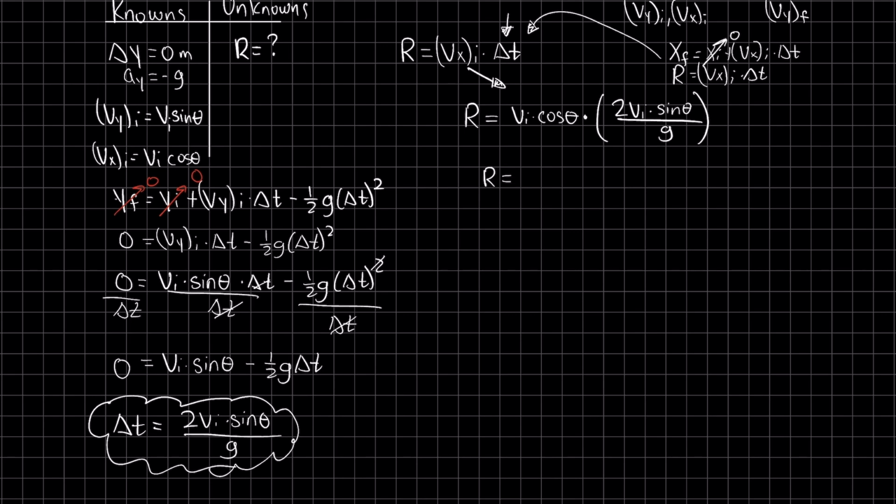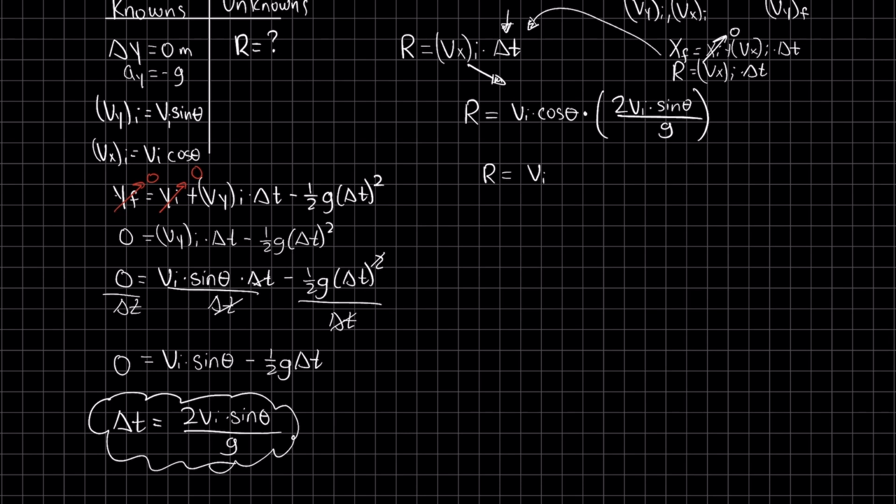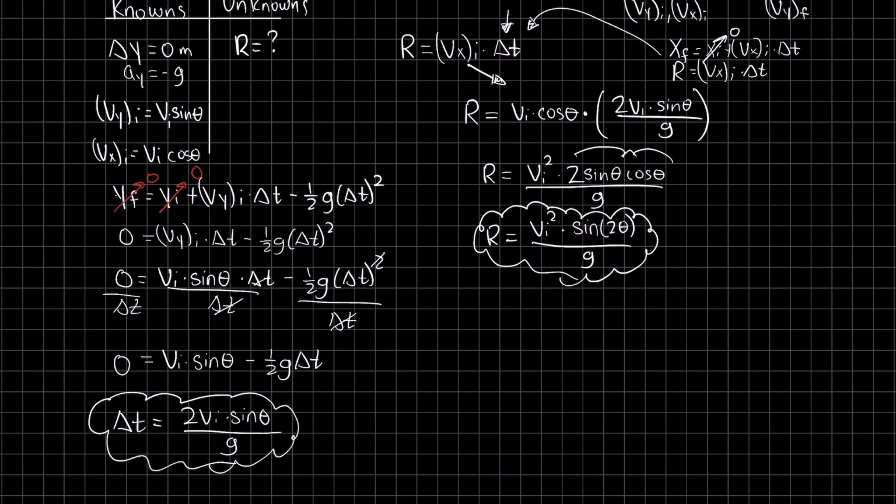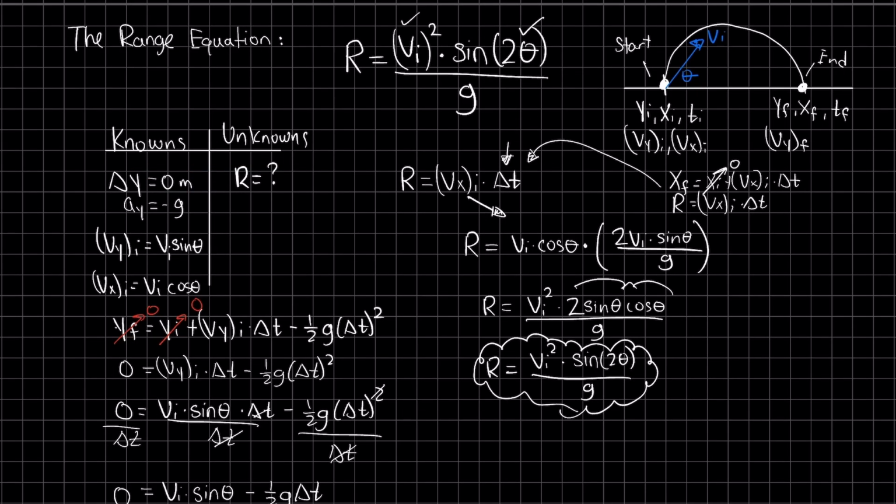Let's bring the vi squared up front, multiplied by 2 sine theta cosine theta, all divided by g. Well, this part right here, 2 sine theta cosine theta, can be simplified using an identity. That is vi squared times the sine of 2 theta, all divided by g. And that is where the range equation comes from. All that you need to know is the initial speed at which the projectile is launched and the angle at which it is launched. And this formula will output the range that a projectile reaches.